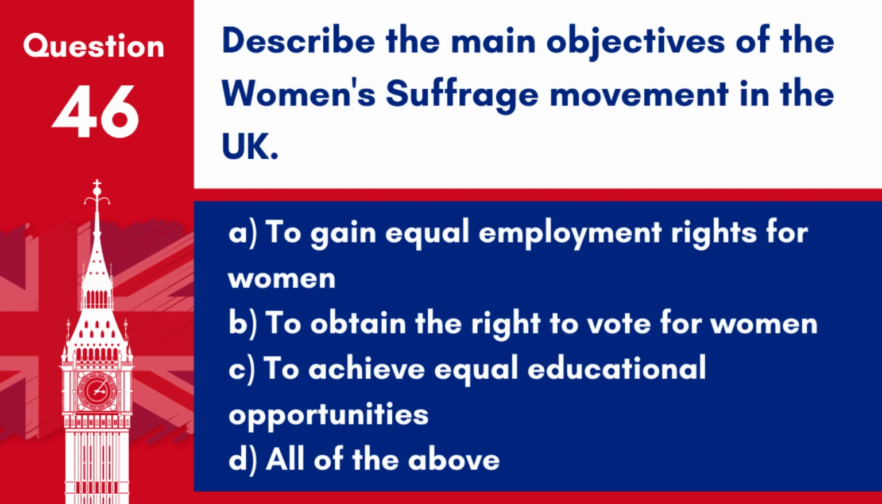Question 46. Describe the main objectives of the women's suffrage movement in the UK. A. To gain equal employment rights for women. B. To obtain the right to vote for women. C. To achieve equal educational opportunities. D. All of the above. Answer: B. To obtain the right to vote for women. The main objective of the women's suffrage movement in the UK was to secure the right to vote for women.